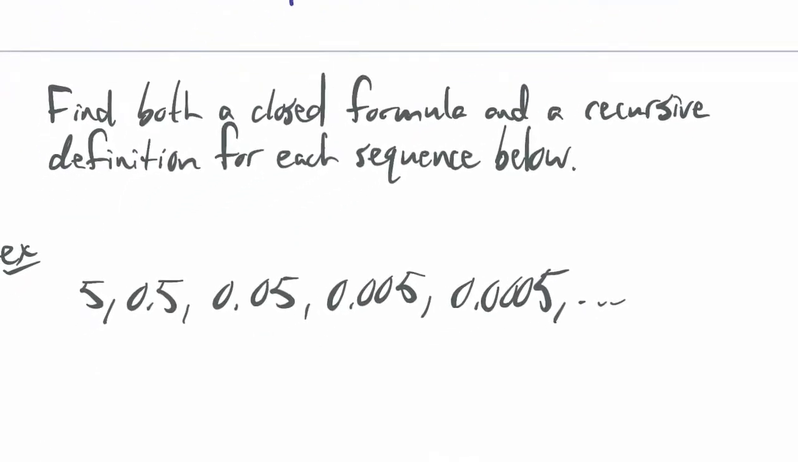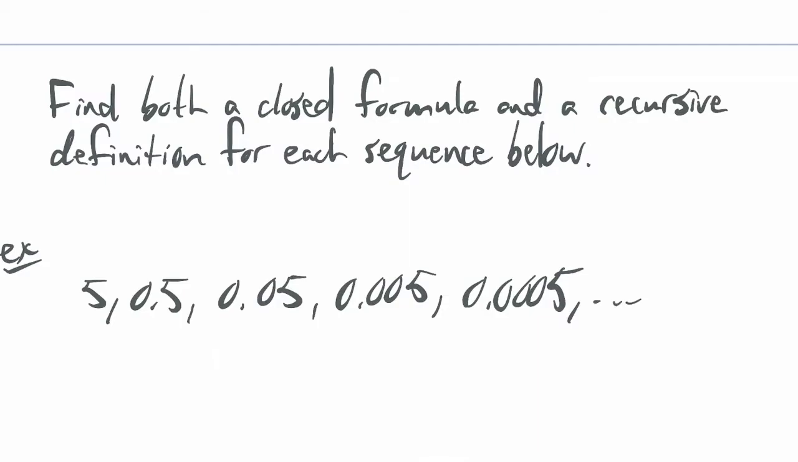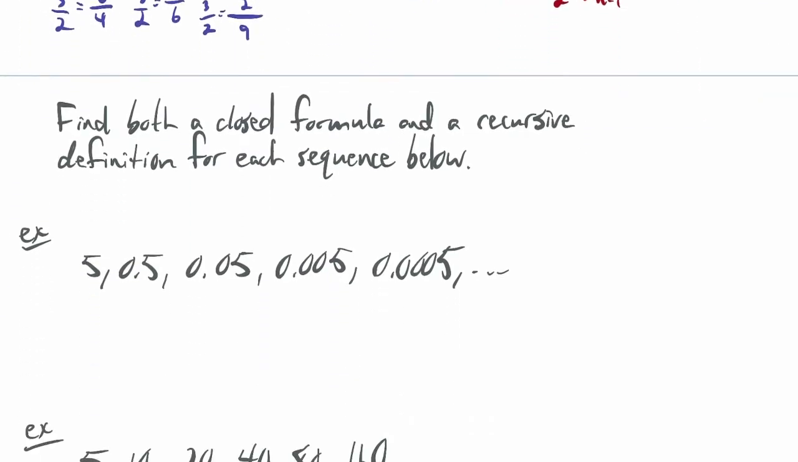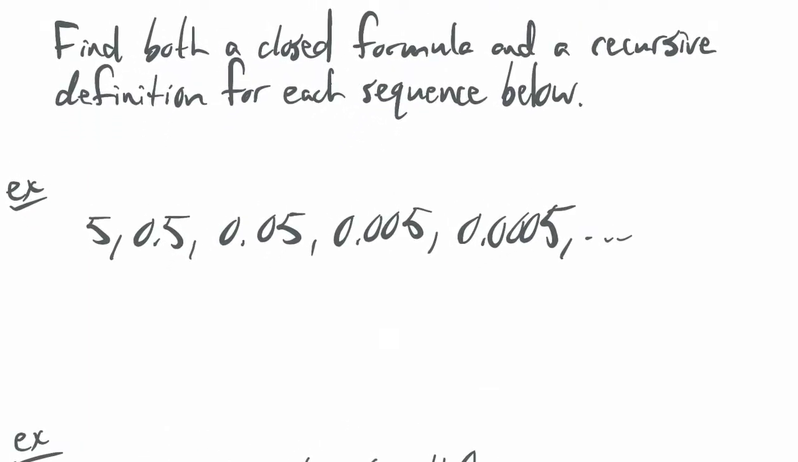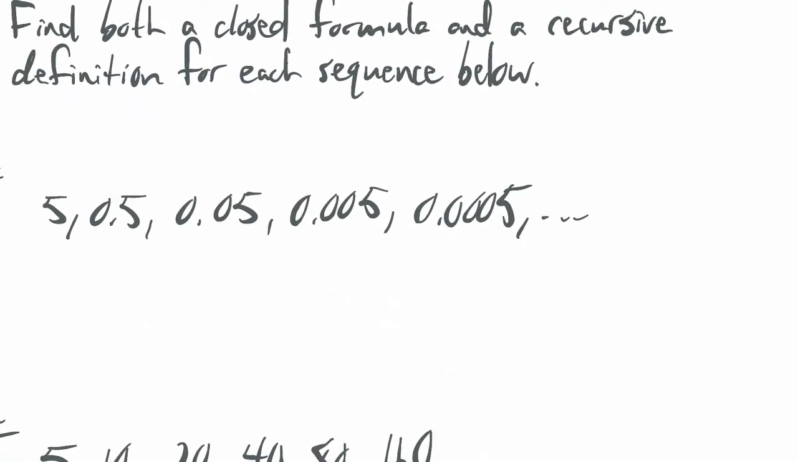So find both a closed formula and a recursive definition for each sequence below. Probably when I wrote these out, I didn't plan to talk about recursions for these, but that's okay. So we want both. For this one, I think the recursive one is probably going to be the easiest, because you can notice that each successive term is 1/10 of the prior term. So for the recursion, a0 equals 5, and then a n equals 0.1 times a n minus 1, right?